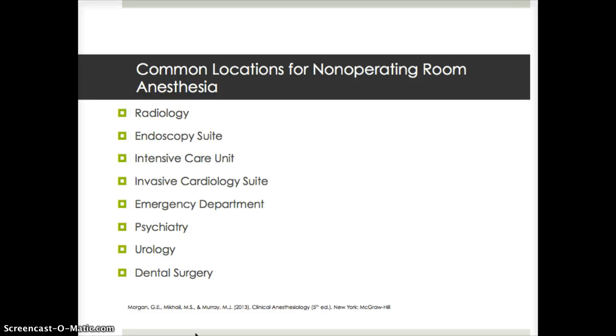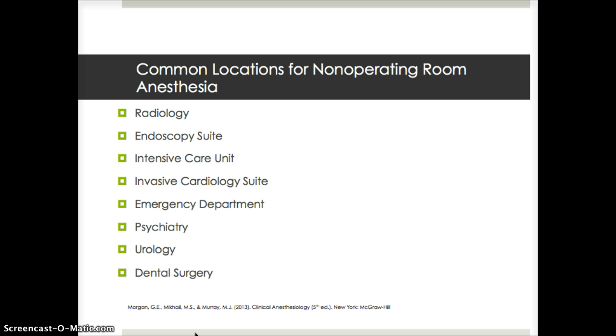Anesthesia services are also employed in different locations for various procedures throughout the hospital. Some of the common locations for out-of-OR anesthesia are in the radiologic suite, such as the computed tomography, magnetic resonance imaging, and interventional radiology, which may need anesthesia assistance, often due to lack of patient cooperation.